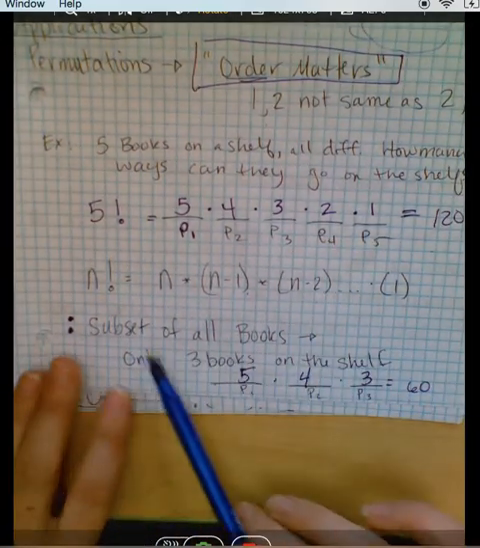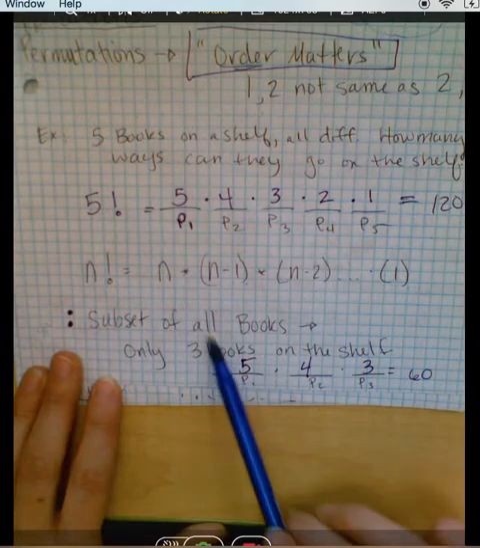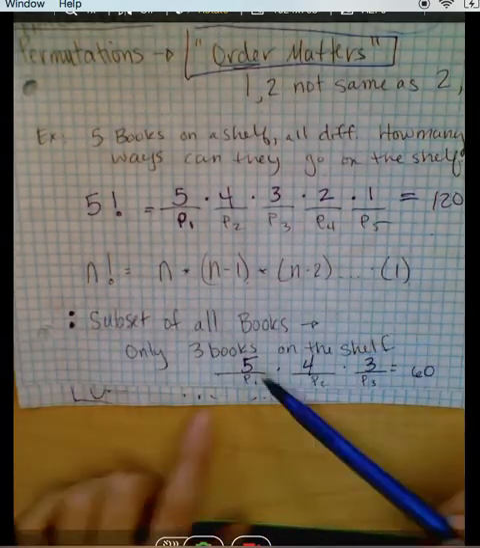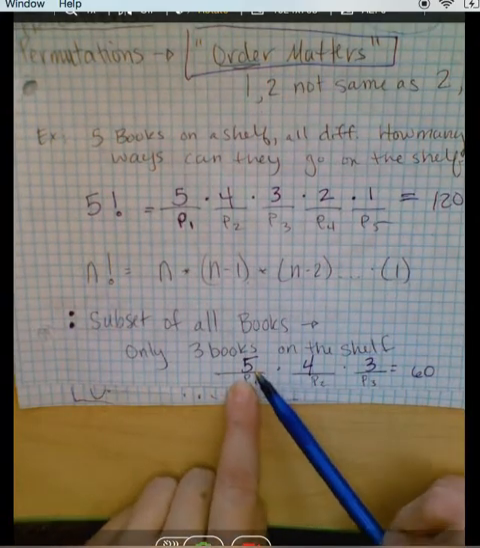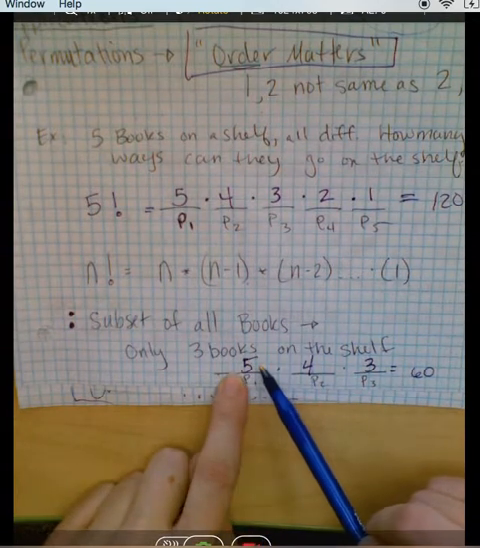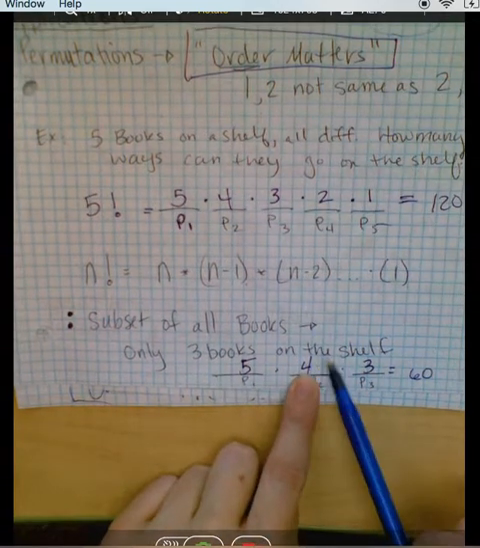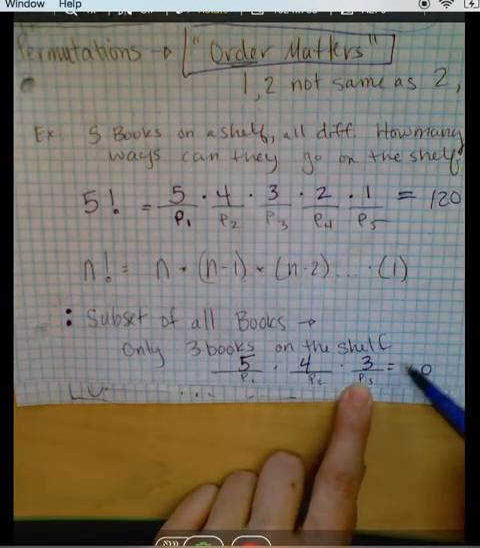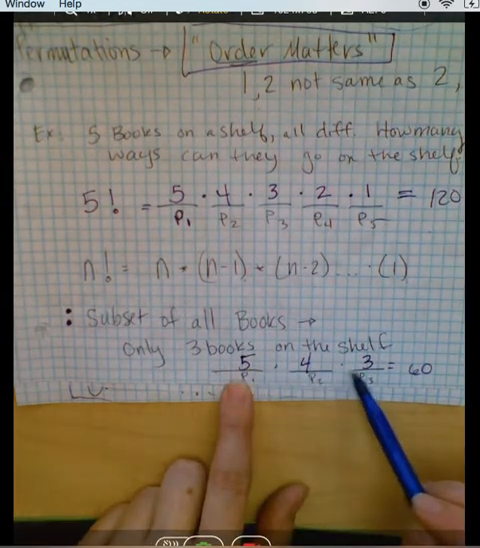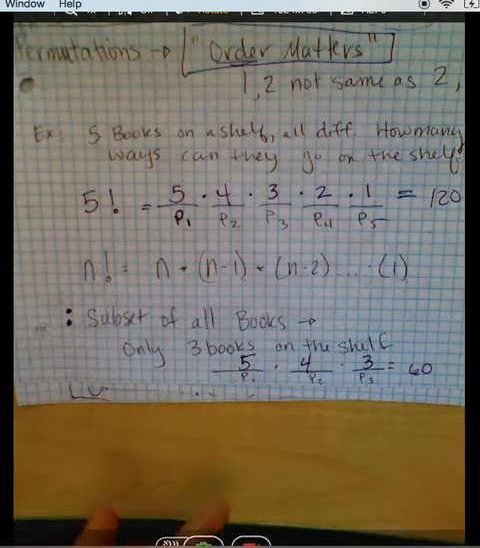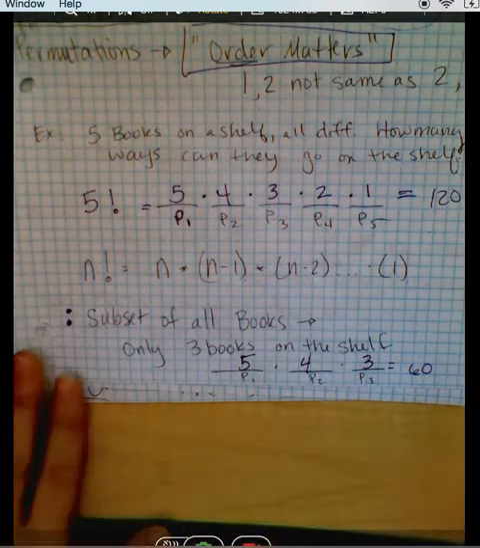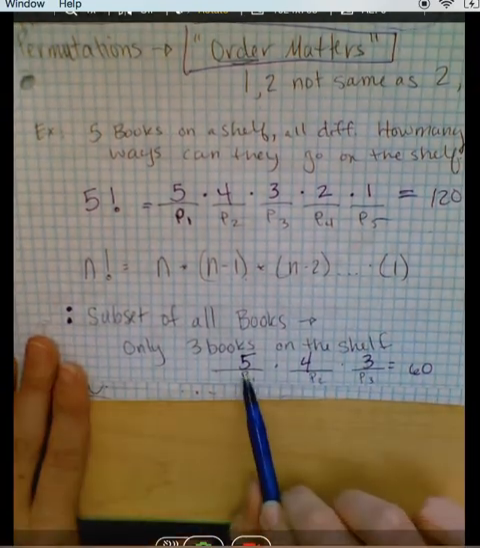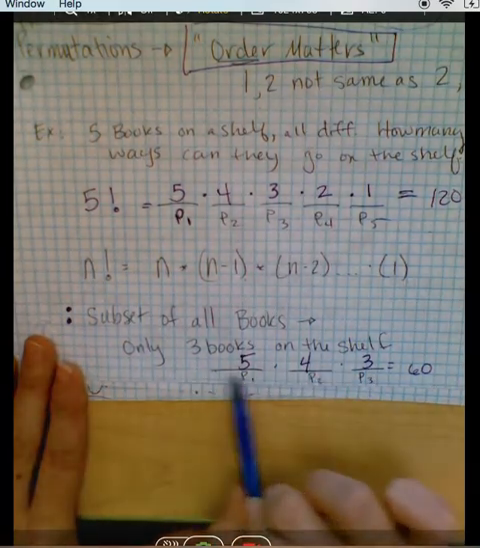So let's say I want to do a subset of the books. I only want to look at 3 books on the shelf. Well, my first option or placement has 5 books. Then I've used 1. Now there's 4 options, and then there's 3 options, giving us 60. So this isn't just 5 times 4 times 3 times 2 times 1 because 2 of our options, our placements, are no longer applicable. So we are only looking at the first 3 terms here.